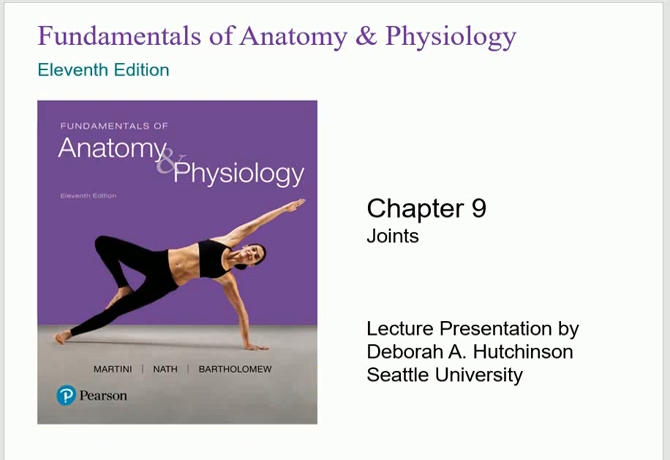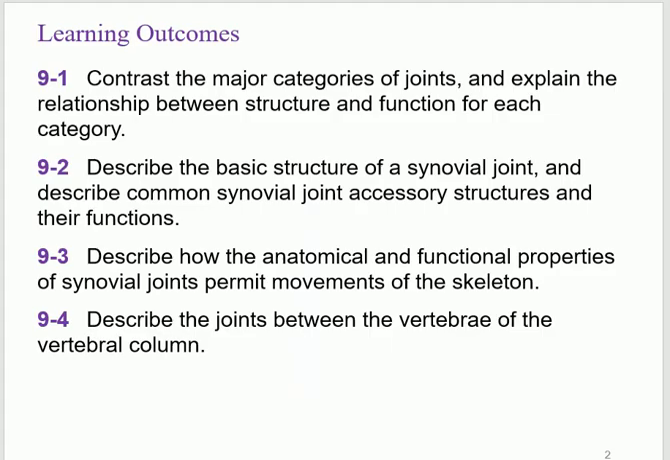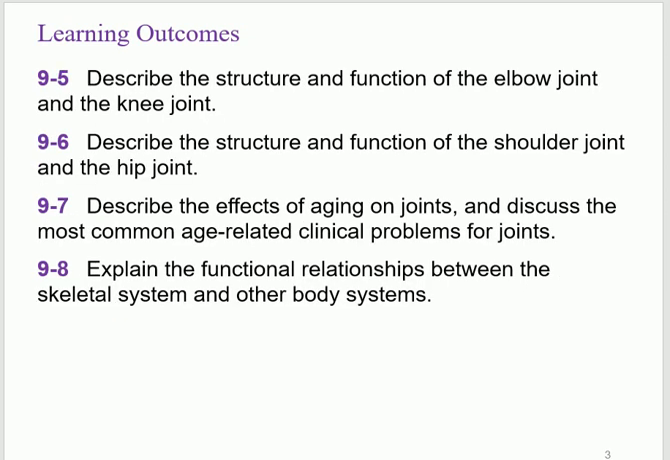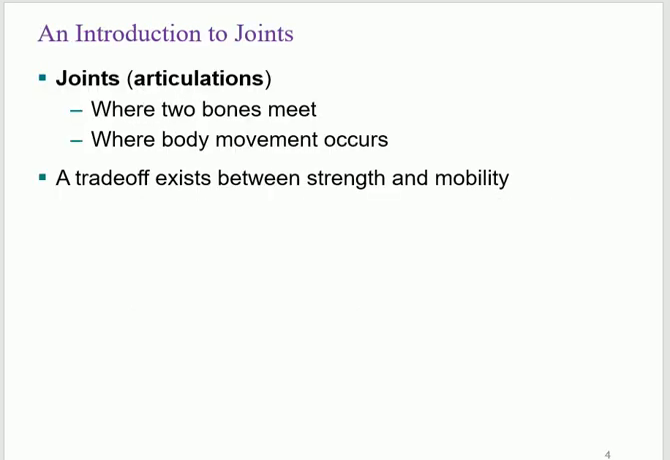So chapter 9 is about the joints, and these are the outcomes. We'll be talking about the joints from the structure to the classification, to the different functions, to the range of movement, and all these. Joints are called articulations, and I mentioned that in the lab several times.